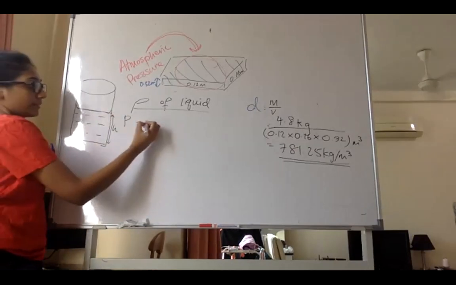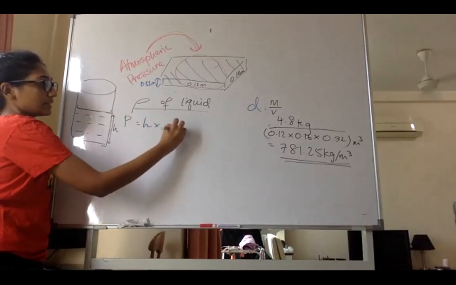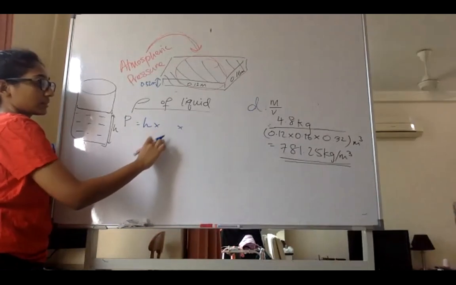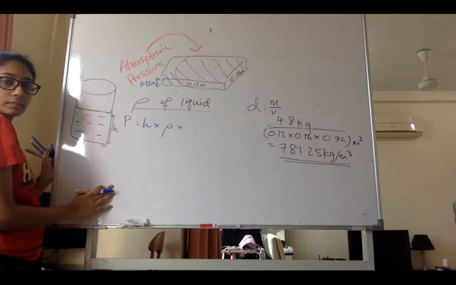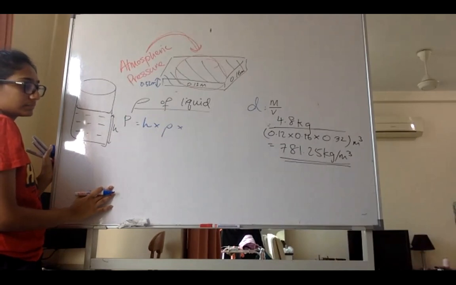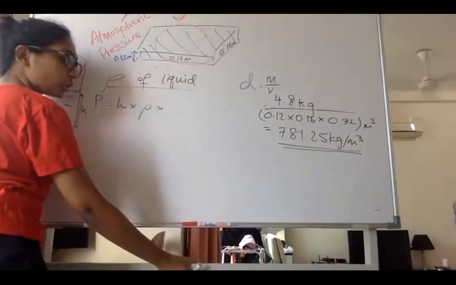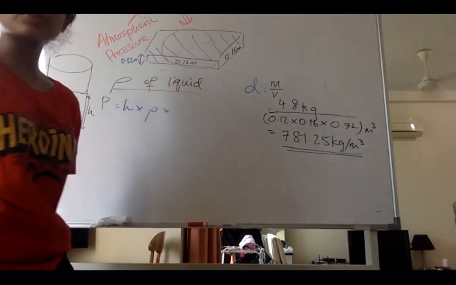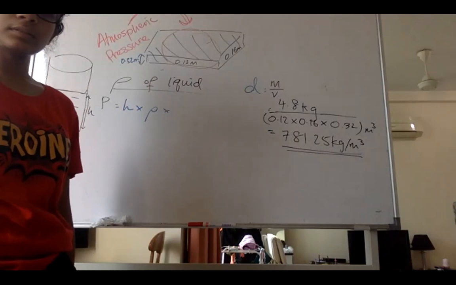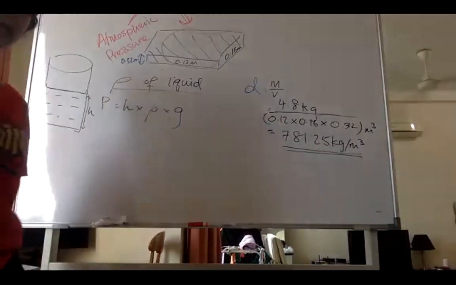So I have height, density times gravity. So it is H times rho times G? Yes, H rho G.